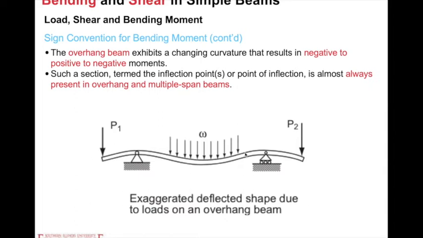It's a concave upward curvature. It can hold the water. It's positive. And then this part we go downward. It's negative. So it changed from negative to positive and then to negative again. Okay, so these are just some examples. And this is just an exaggerated deflected shape due to loads on an overhang beam.